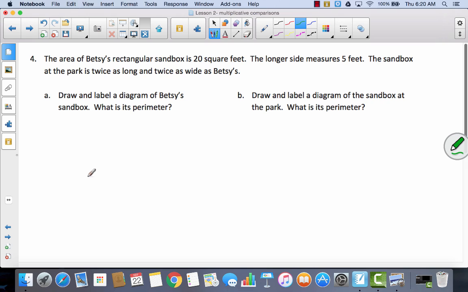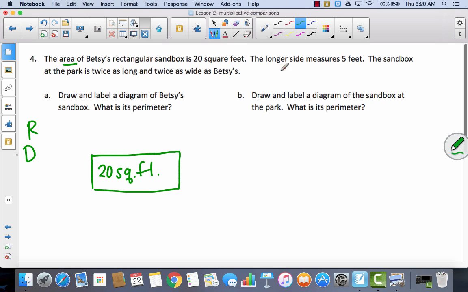So at first read through, I'm thinking this sounds a little bit confusing. So I'm going to go ahead and read it again before I start drawing. So let's see. We have a sandbox that has an area of 20 square feet. Okay, so I'm going to go ahead and draw a rectangle because it says that it's rectangular. And I know that the area is 20 square feet. And it says here that the longer side measures 5 feet.